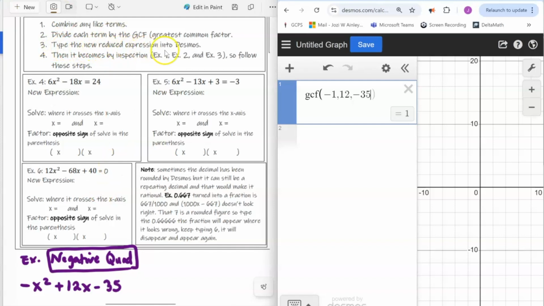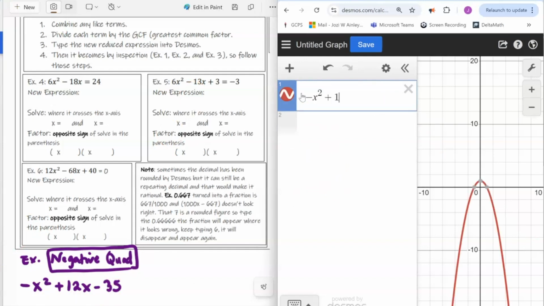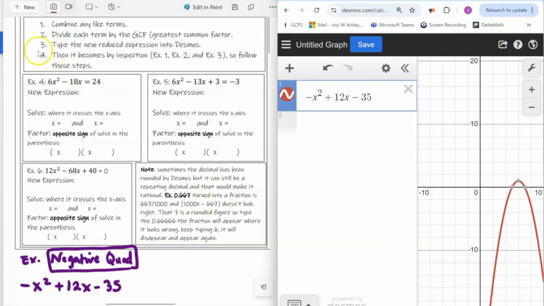So we're going to go to the next one. Type the new reduced expression into the Desmos. So again, it didn't reduce, so we're going to just type in exactly what it is. So that's -x squared plus 12x minus 35. All right, so once you type that in, it says then it becomes by inspection. So it's by inspection, so we're looking. So these are my two solutions. So we have x is equal to 5 and x is equal to 7.